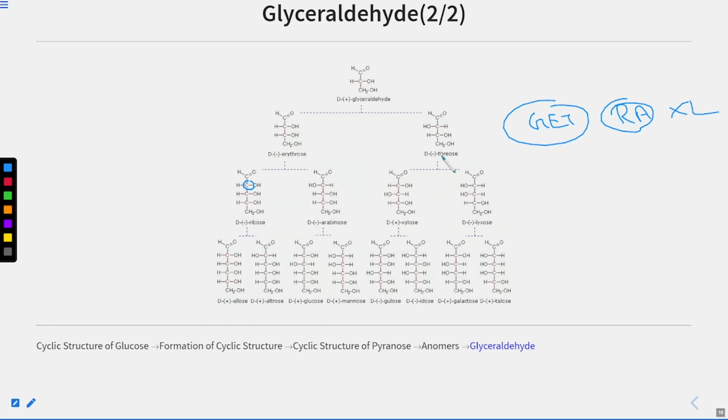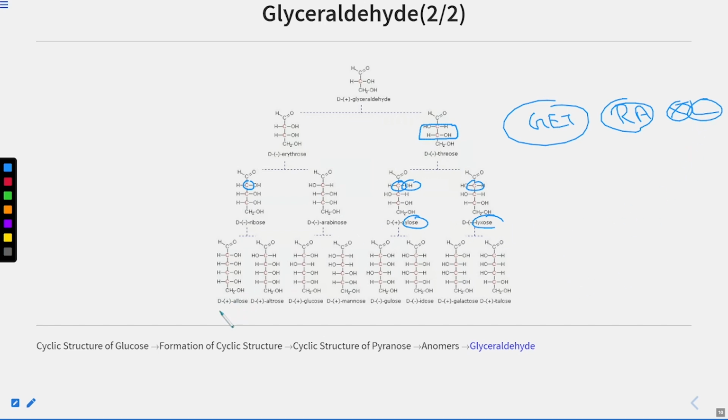Then XL. With threose, again we will divide threose into two, xylose and lyxose. In this case also we will not do anything with the carbon centers present at the bottom. We will only change the position of the OH group attached to the carbon which has been newly introduced. So this is the newly introduced carbon. If the OH group was on the right side, then it will be on the left side. So we have done this far with the help of GATRAXL, xylose and lyxose.